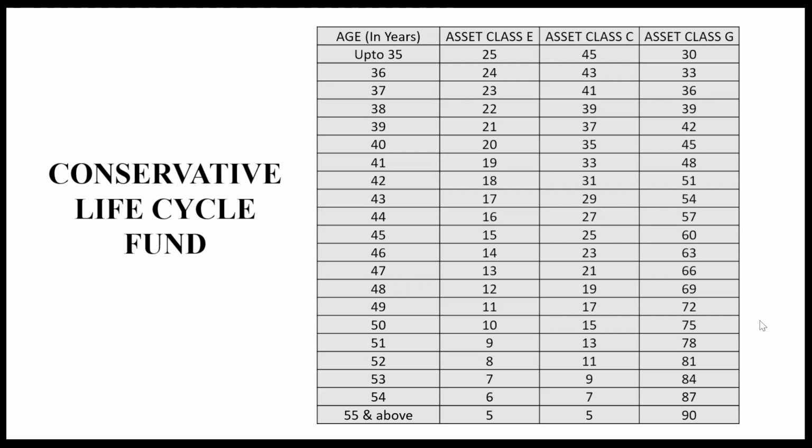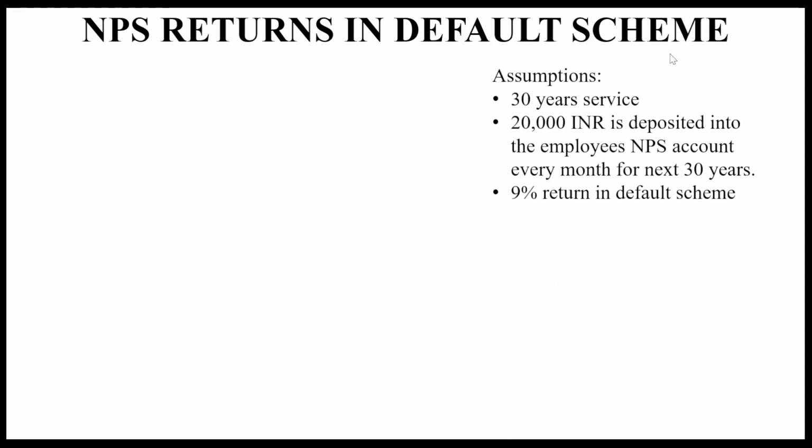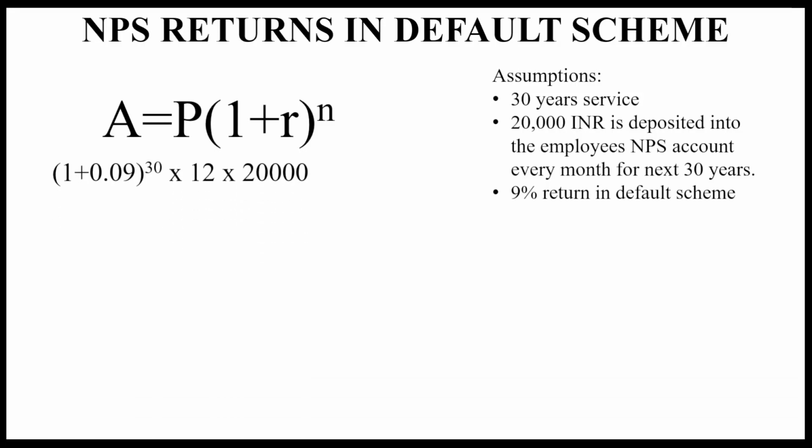thereby minimizing your risk. Let's talk about NPS returns in the default scheme. I have taken an assumption that if a person goes for 30 years of service and 20,000 rupees are deposited into the employee's NPS account every month for the next 30 years, and I consider 9% return in the default scheme as we discussed earlier, and going by the formula of compound interest, this value is for the first year's installment that goes into your NPS.